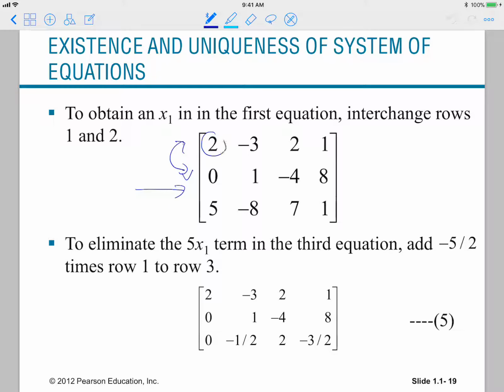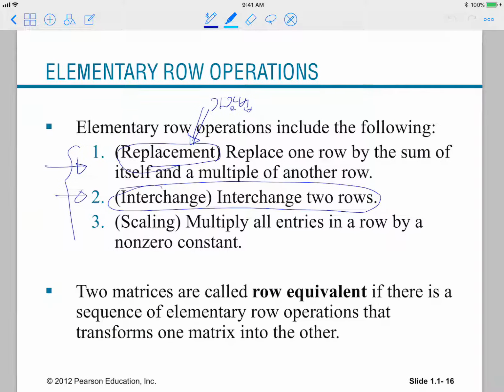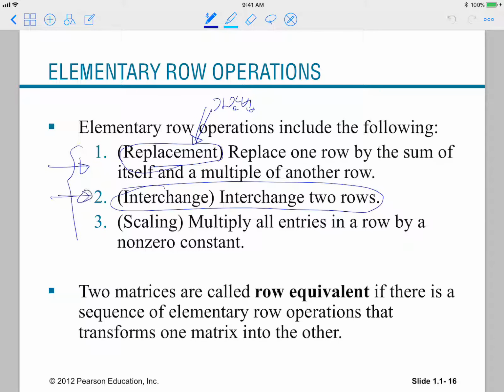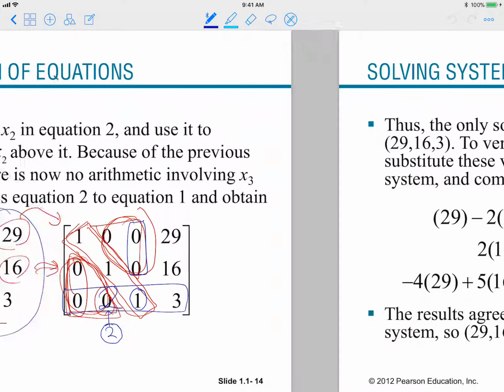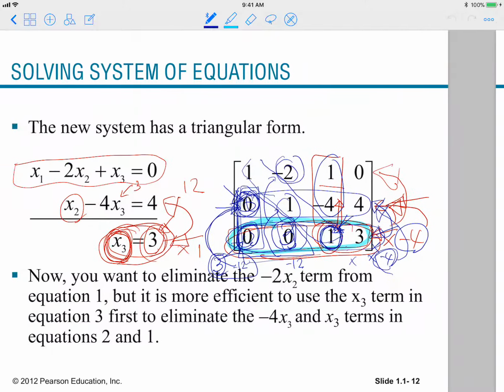Now we have a non-zero eraser here in the first equation for the first variable, and by using it we remove the part below this entry. This corresponds to the second type of row operation. The third type of row operation is scaling, which is also a really simple one.